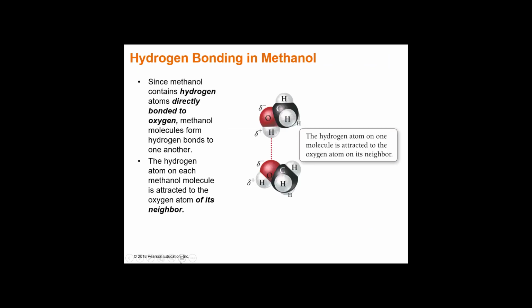Here is hydrogen bonding in methanol. Methanol contains a hydrogen atom directly bonded to oxygen. We can see we have a C, 4 H's, and an oxygen. But one hydrogen is attached to the oxygen, not to the carbon. So that meets the first rule. And now this hydrogen will be attracted to the oxygen on another methanol. Those conditions are met. Methanol molecules form hydrogen bonds to one another. The hydrogen atom on each methanol molecule is attracted to the oxygen atom on its neighboring molecule.